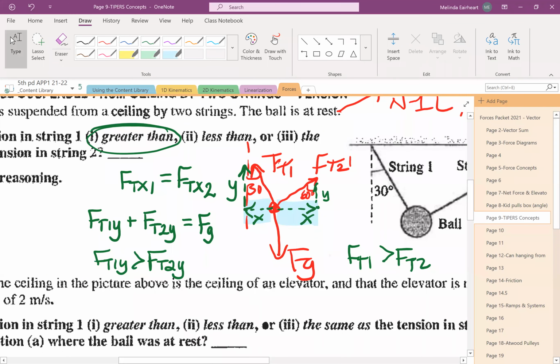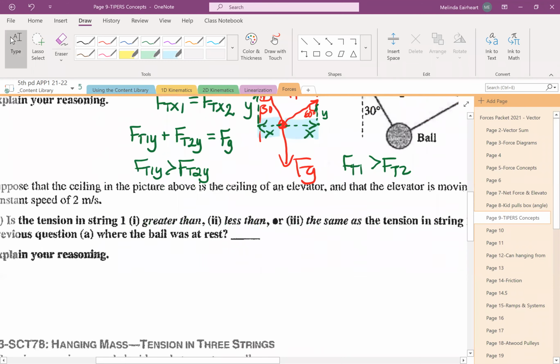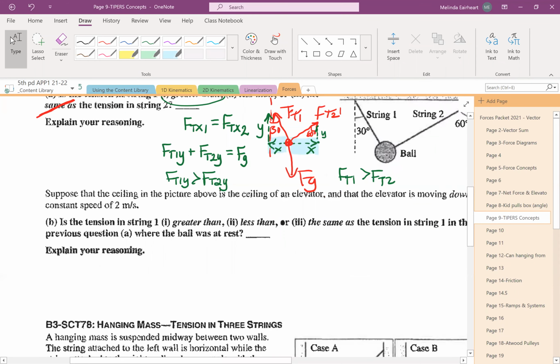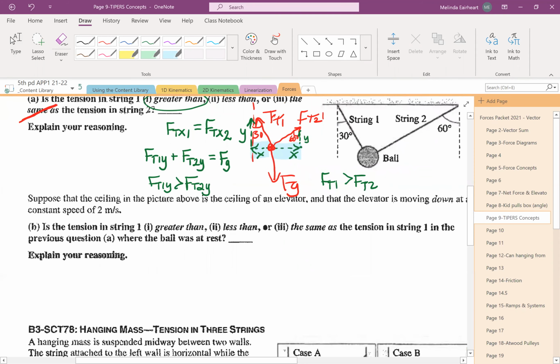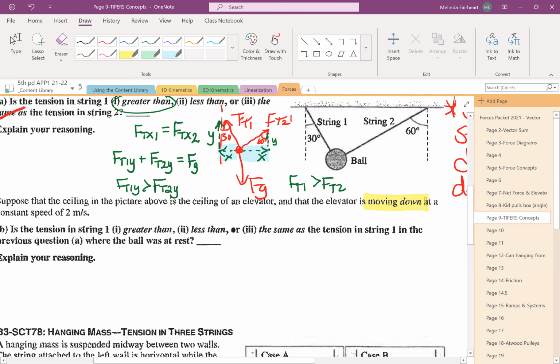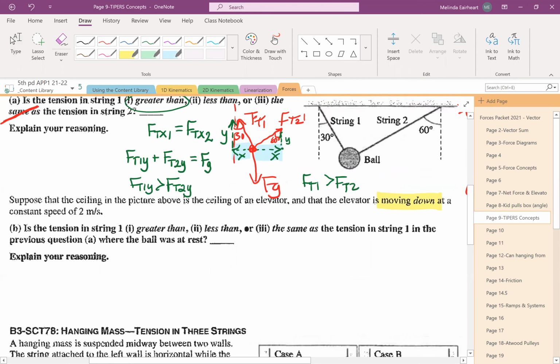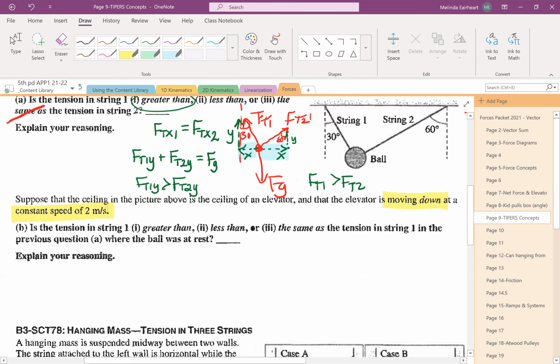Now the next question, suppose that the ceiling is the ceiling of an elevator. And so now we go back to that elevator that we did last time. And the elevator is moving down. So that's an important note, the direction, it's moving down. And it says at a constant speed of 2 meters per second. So they gave us a number. Is the tension in string 1 greater than, less than, or equal, same as the tension in string 1 from above when we were at rest? What do you think?